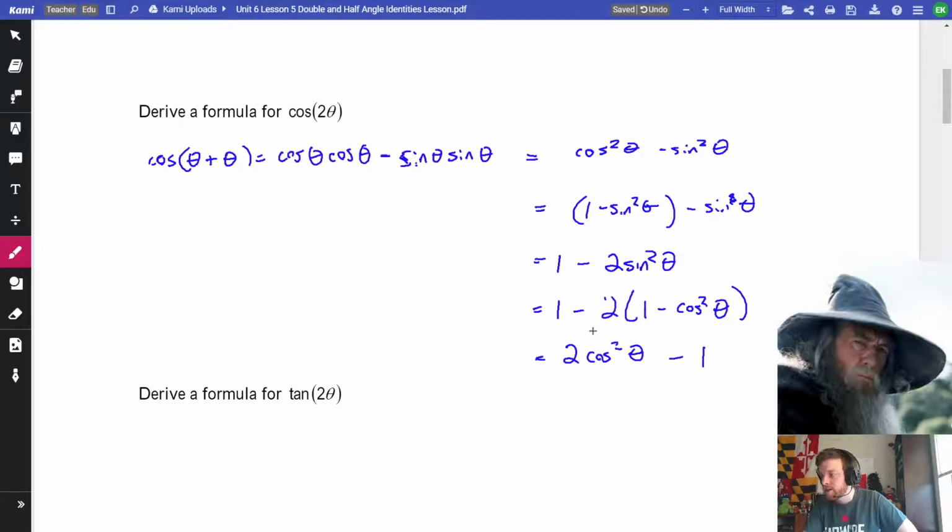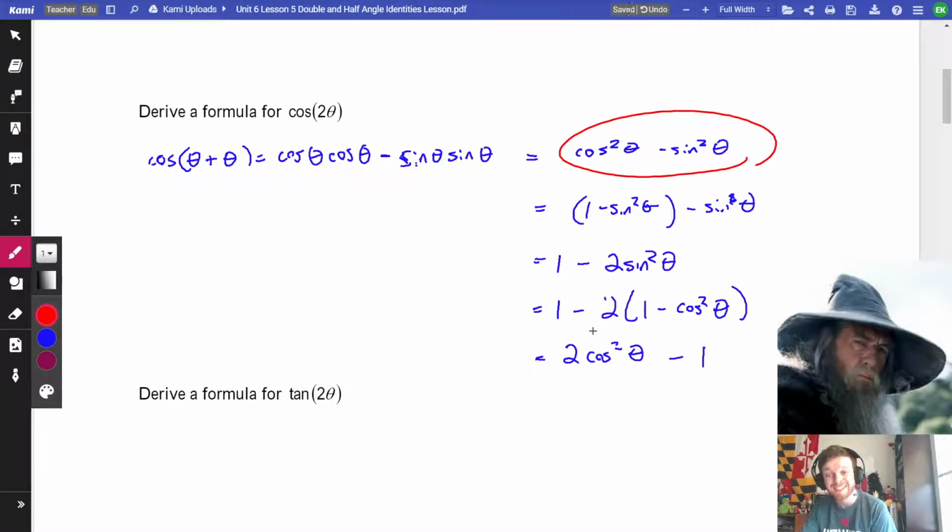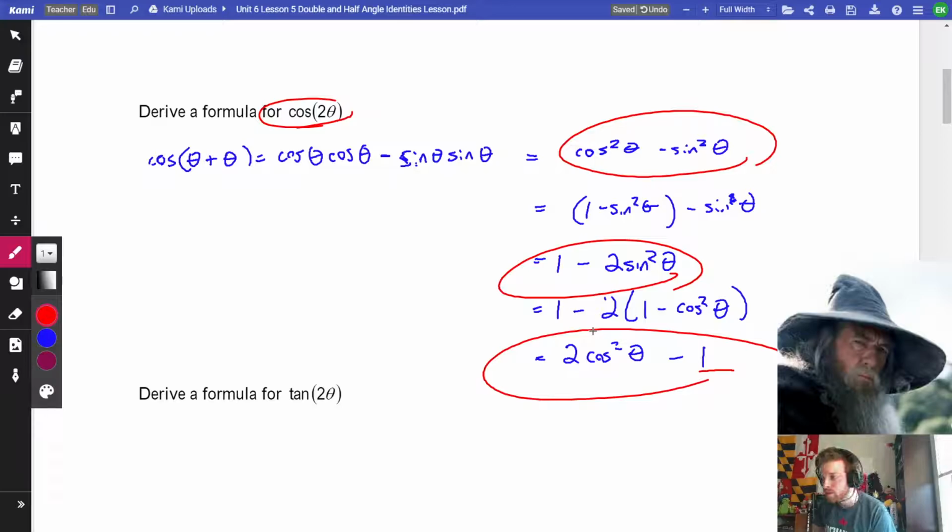Cosine 2 theta is equal to 1 minus sine squared theta, but it's also equal to 2 cosine squared minus 1. This is like a triple identity. 4 things that are equal. We have cosine 2 theta, which is equal to cosine squared minus sine squared. The order matters. Subtraction is not commutative. But that's also equal to 1 minus 2 sine squared theta, which is also equal to 2 cosine squared minus 1. We have a super extended identity here.